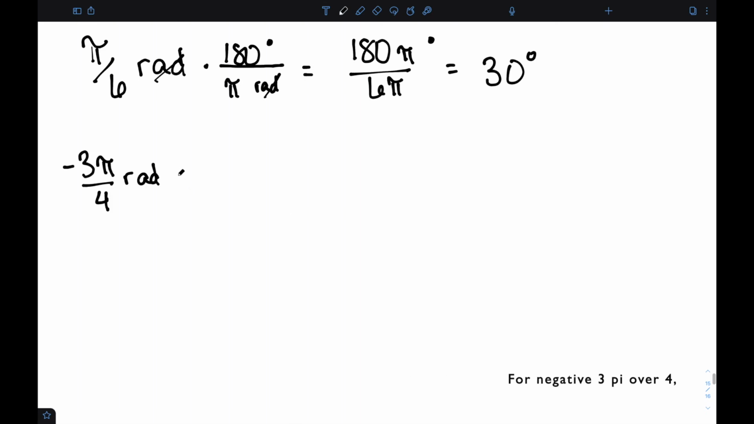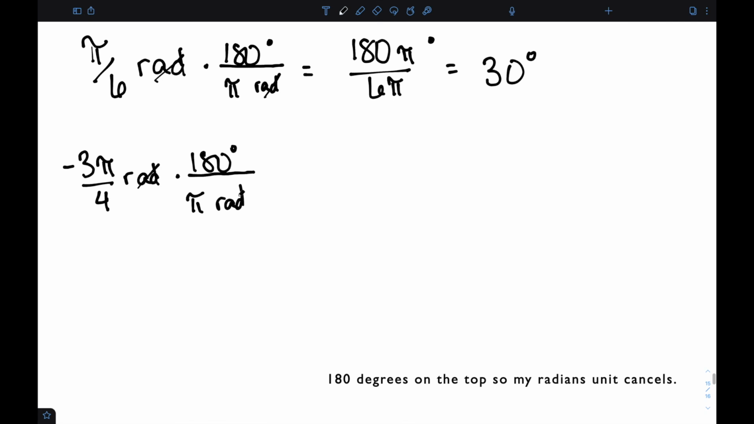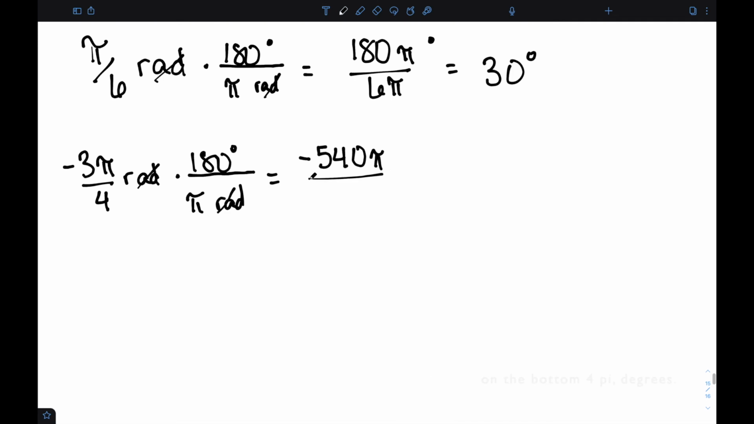For negative 3 pi over 4, I want to multiply by pi radians on the bottom, 180 degrees at the top so that my radians unit cancels. On the top, I'm left with negative 540 pi. On the bottom, 4 pi degrees. And then we can simplify to get negative 135 degrees.